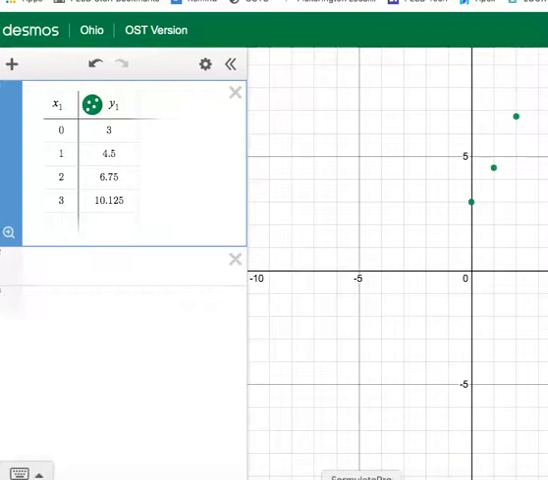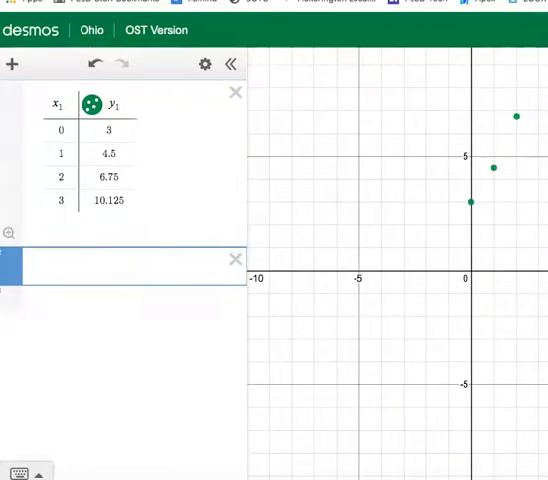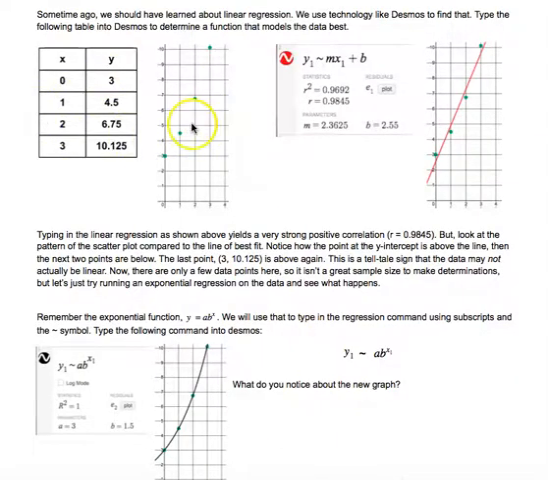Once we have the table, that doesn't really show anything on our graph other than just the plotted points. It doesn't show us any type of connection. So the next thing that I had taught you when we originally did linear regression was how to actually have it calculate for you the line of best fit, and that's why it was called linear regression.